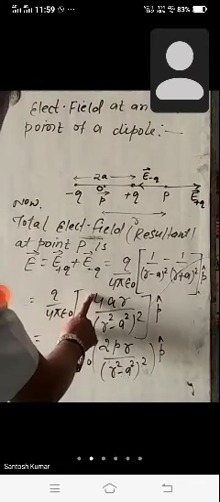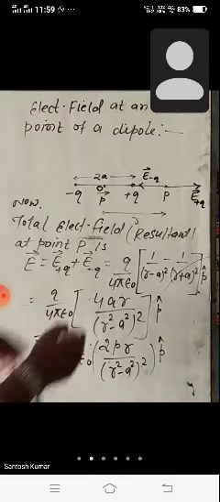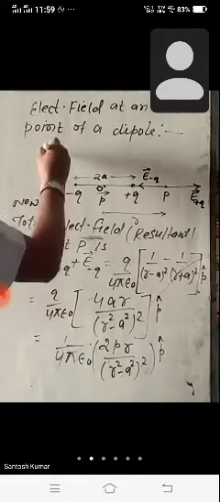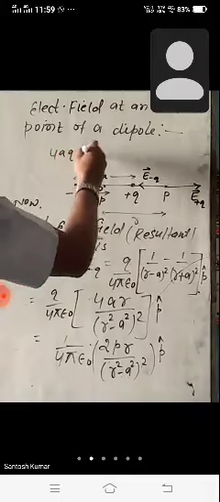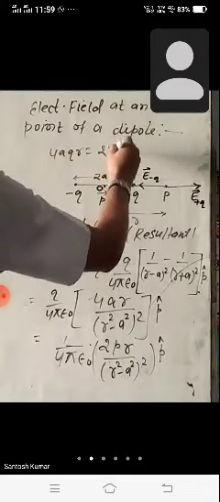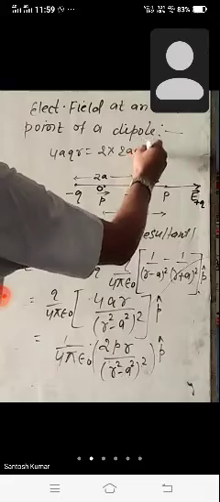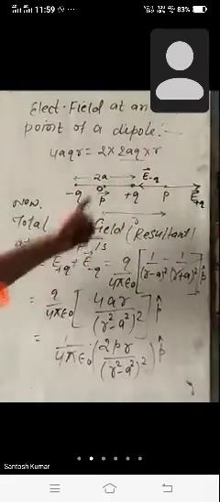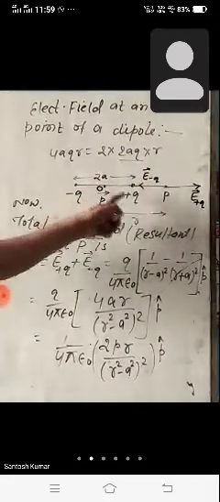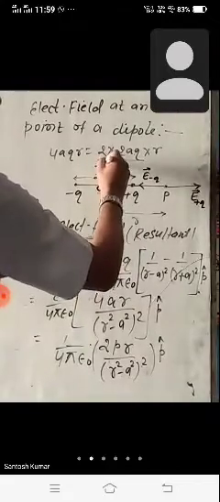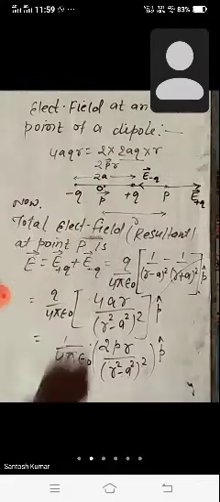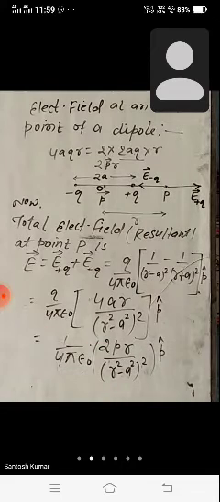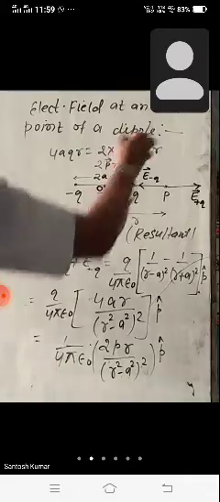Actually, what we have done? Just see. 4AQR can be written as 2 into 2AQ into R. This 2AQ. P is equal to 2A into Q. So this will give 2PR. This P is the electric dipole moment. Okay? It's clear to all of you? So directly I have written this how it came.